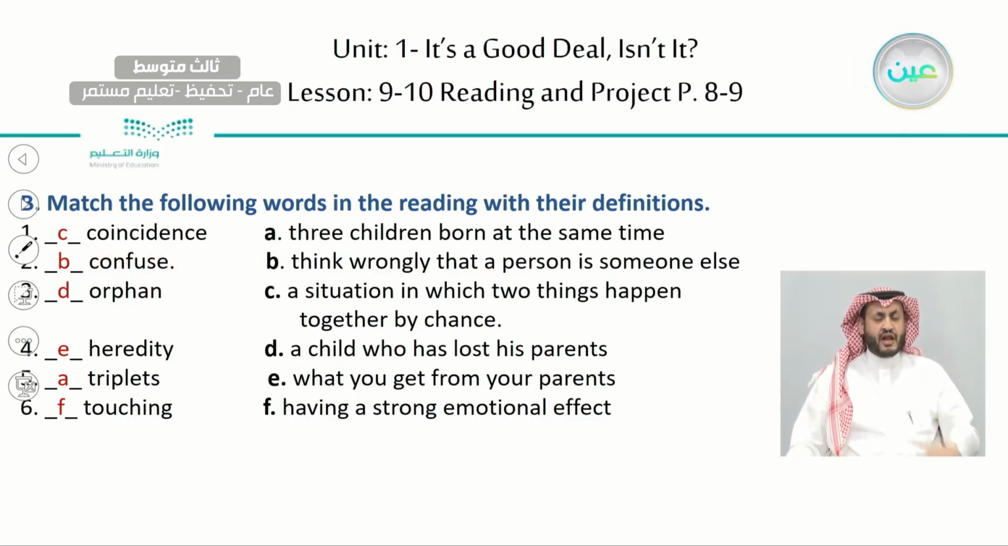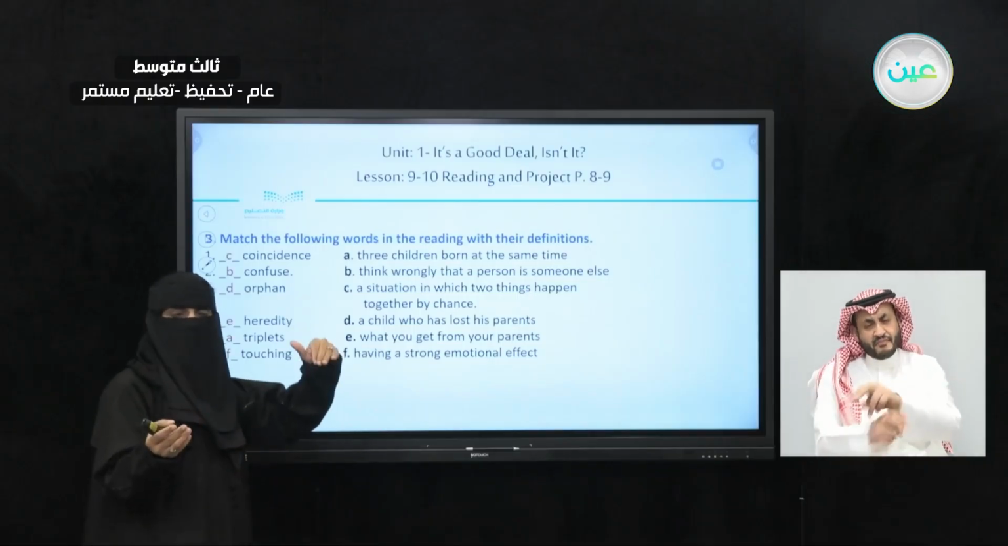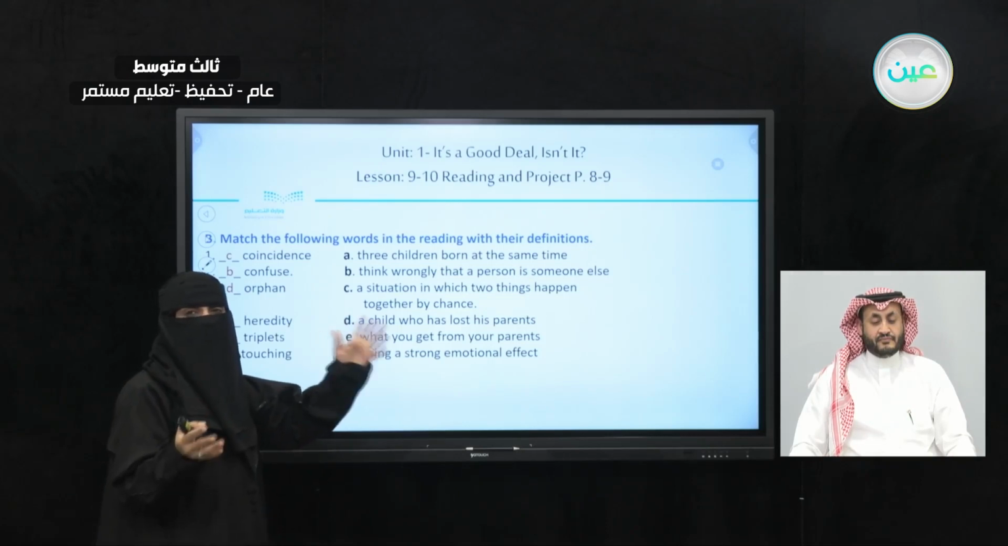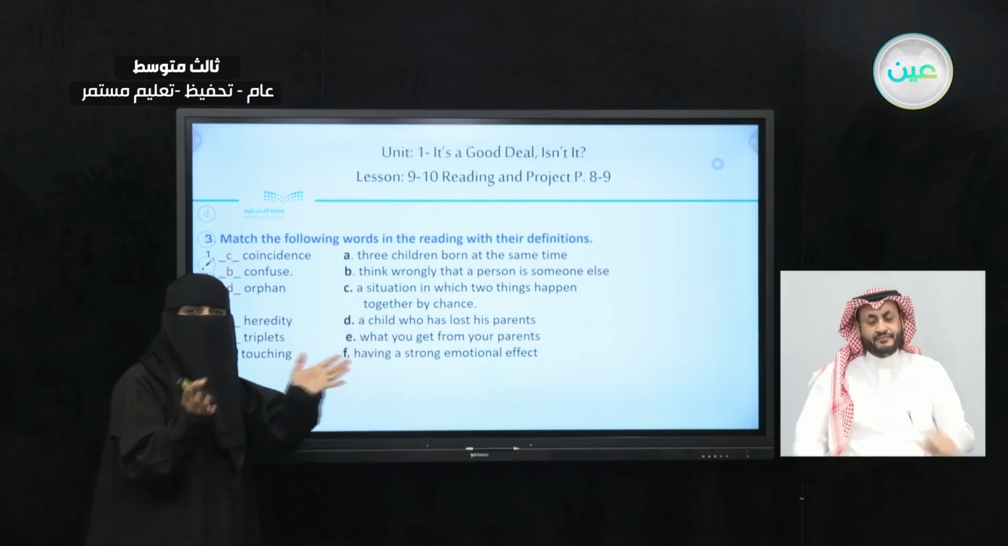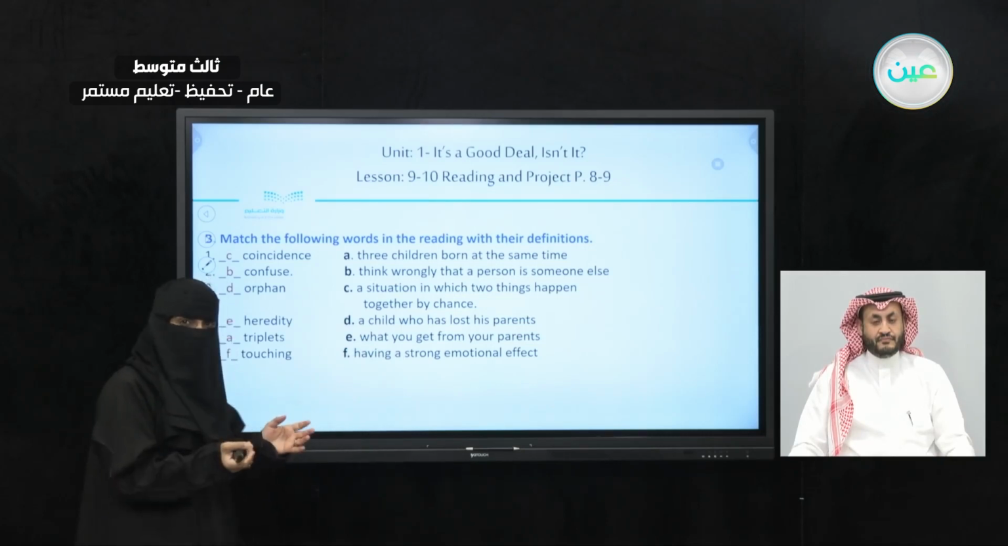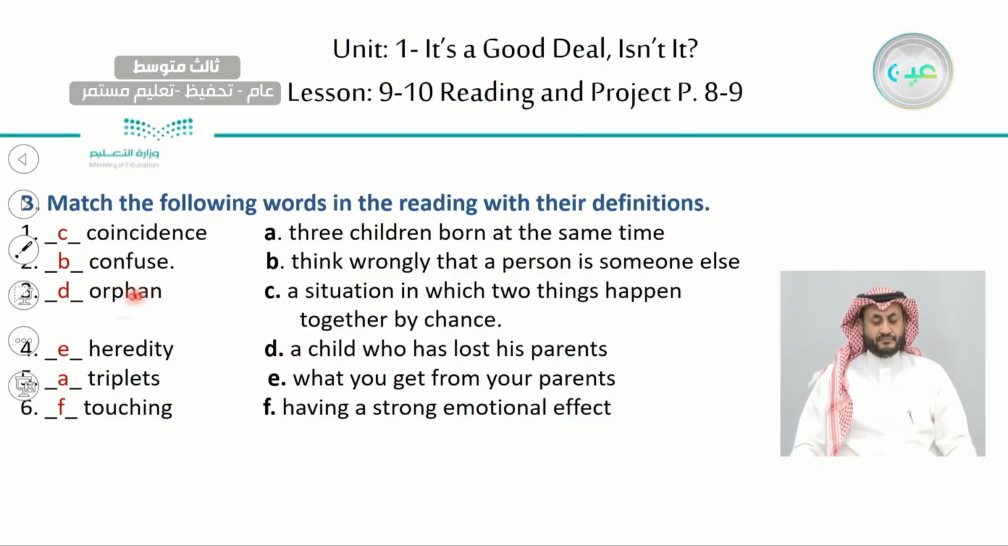Number 2, we have confused. The word confused. What do you think it means? B, think wrongly that a person is someone else. When you look at one person and you think he is someone else, you feel a bit confused. If we look back at the conversation between Eddie and Bobby, he was confused. He wasn't sure who he was talking to, right? Orphan, what does orphan mean? Orphan means a child who has lost his parents. So if a child was raised without his parents, we call him or her an orphan, okay?